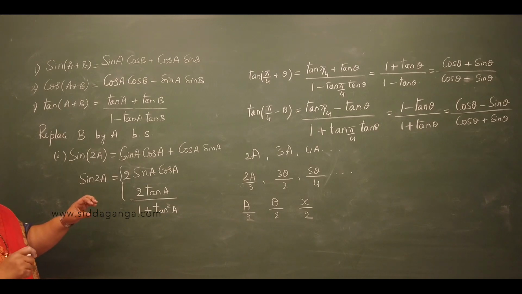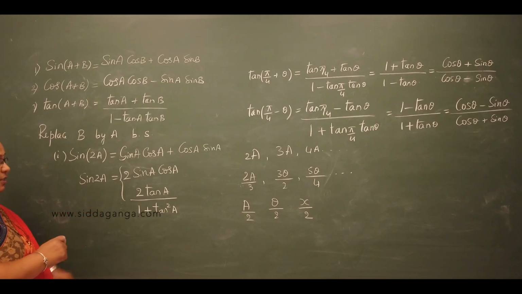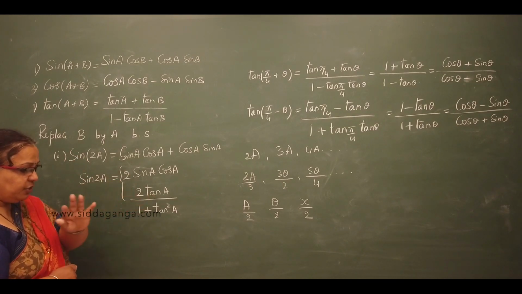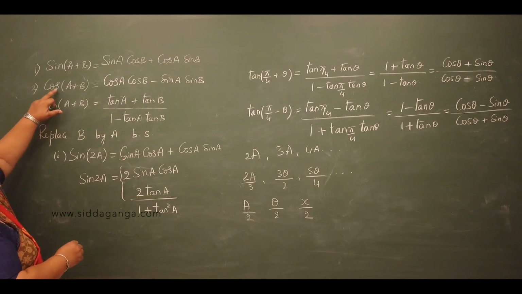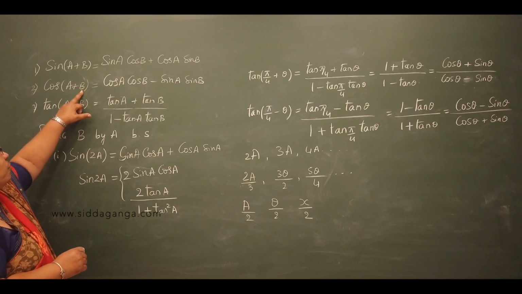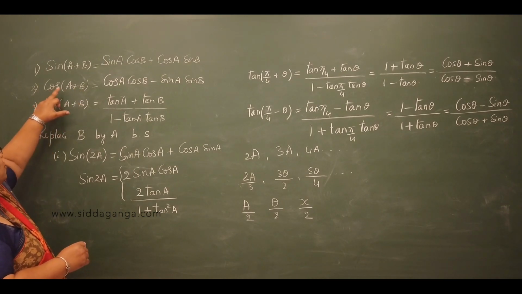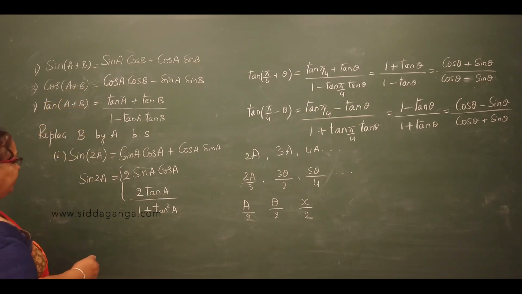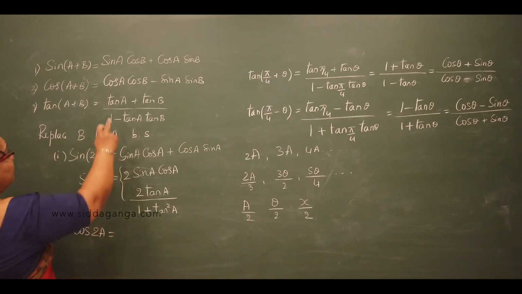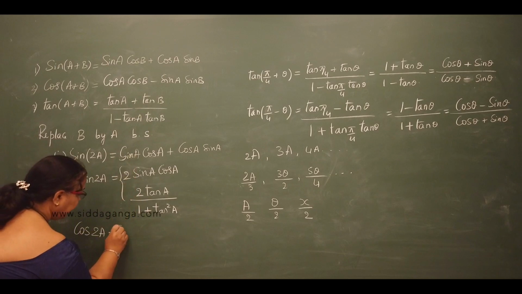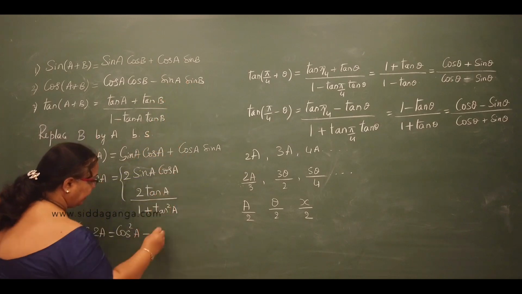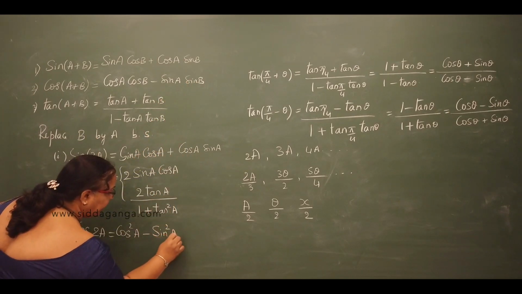This is very important while solving problems on inverse trigonometric functions, where we have to take the substitution with the tan ratio. Now for the second formula, cos of A plus B, we replace B by A on both sides. Then we get cos of A plus A, which is 2A. We get cos 2A equal to cos A into cos A, that is cos square A, minus sin A into sin A, that is sin square A.